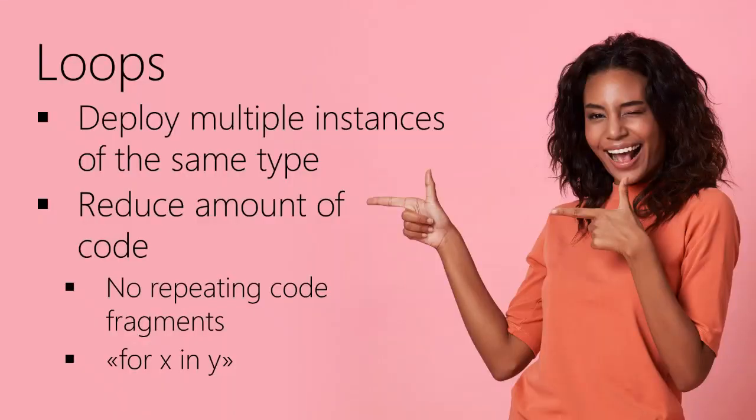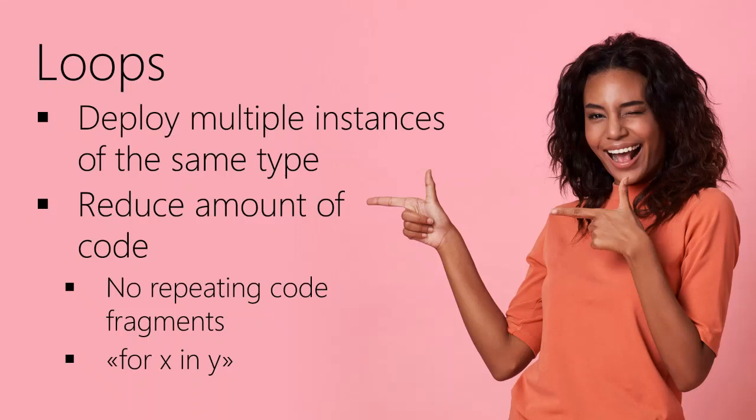And the very last thing is something called loops. It does exactly what it says. So it allows you to create loops that deploy multiple instances of a specific object type. For instance, if you need 10 storage accounts, there's no need to describe the storage account 10 times, because the code will always be the same.